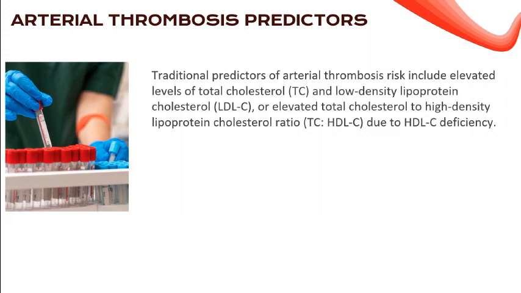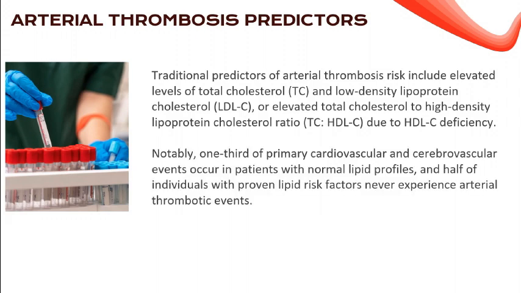Traditionally, we've relied on elevated levels of total cholesterol, TC, and low-density lipoprotein cholesterol, LDLC, to predict arterial thrombosis risk. Or, we'd keep an eye on the total cholesterol to high-density lipoprotein cholesterol ratio, TC/HDLC, especially if HDLC was taking a nap. But here's the plot twist: a third of primary cardiovascular events happen in folks with normal lipid profiles. And get this, half of those with proven lipid risk factors never experience arterial thrombotic events.